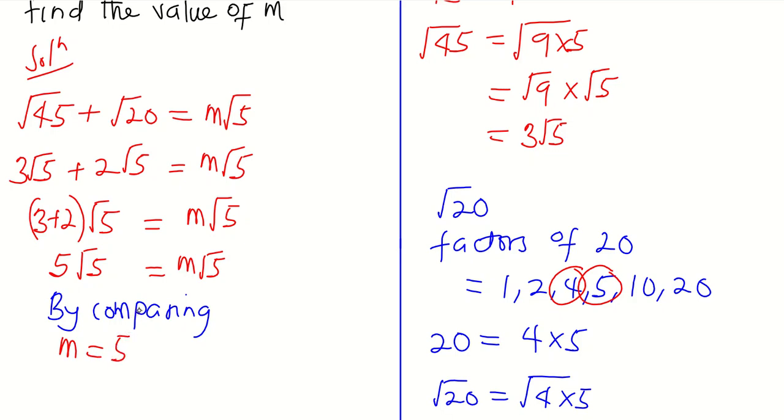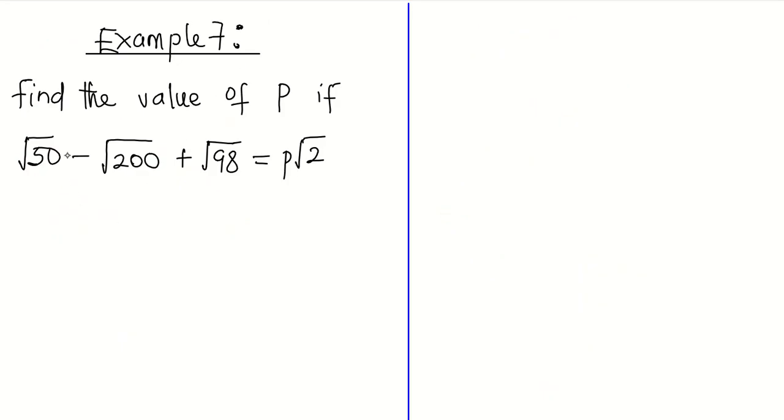Now let's try the next set of examples. In example 7, it says find the value of p if square root of 50 minus square root of 200 plus square root of 98 is equal to p square root of 2. Which means these are not in their reduced form. So we have to reduce them to their basic form or simplest form.